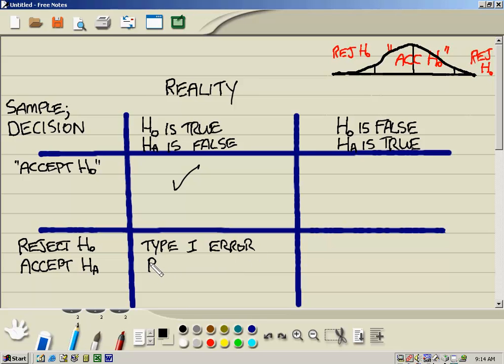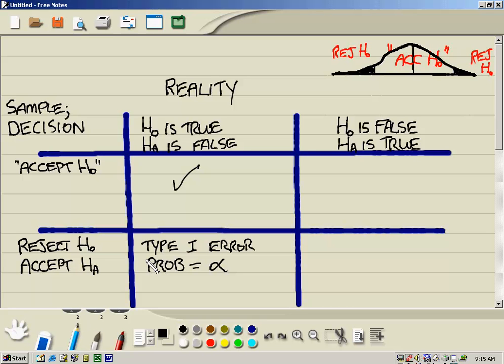The probability of making that type 1 error is the probability of getting out there in the tails, which we have set, and that probability is the alpha. Alright, we have half of alpha in the lower tail and half of the alpha in the upper tail, so together we have alpha in the tails, and that's the probability of getting out there. It's the probability of rejecting the null when the null is true.